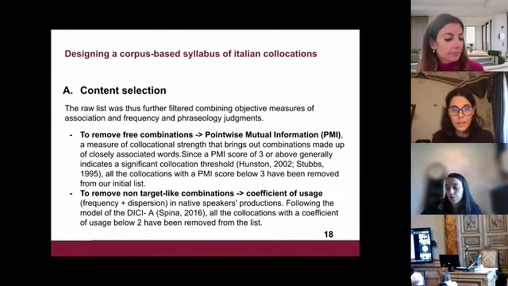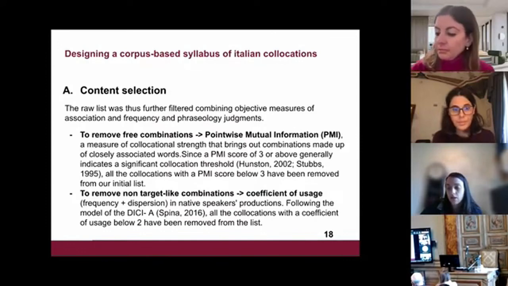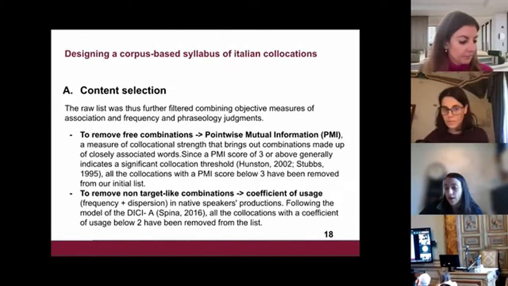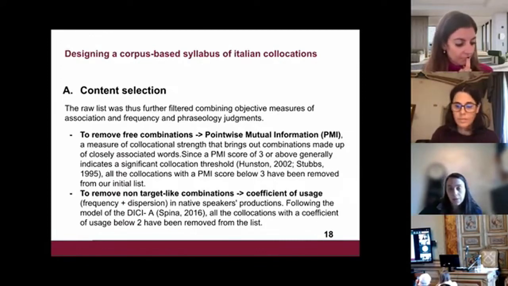We also used the coefficient of usage in native speakers' productions, having as a reference corpus the PEC, which is, as we have seen before, a native corpus, in order to remove non-target-like combinations. Following Spina 2016, all combinations scoring below 2 were taken off the list.